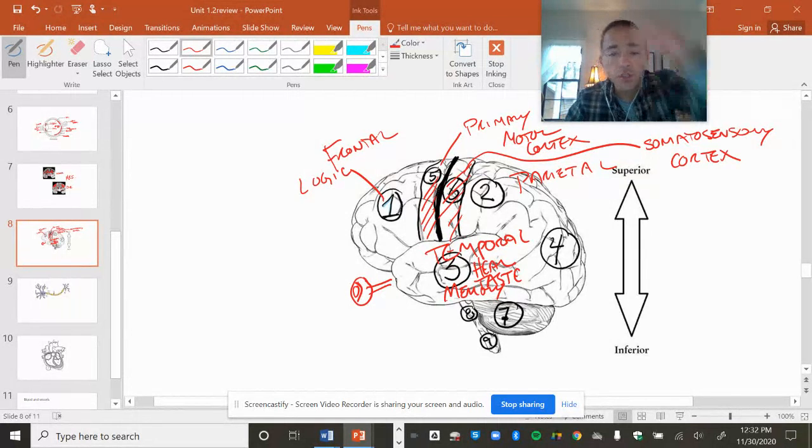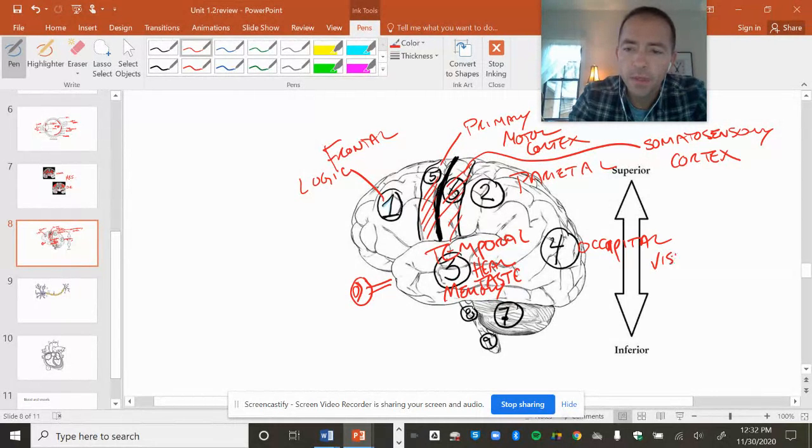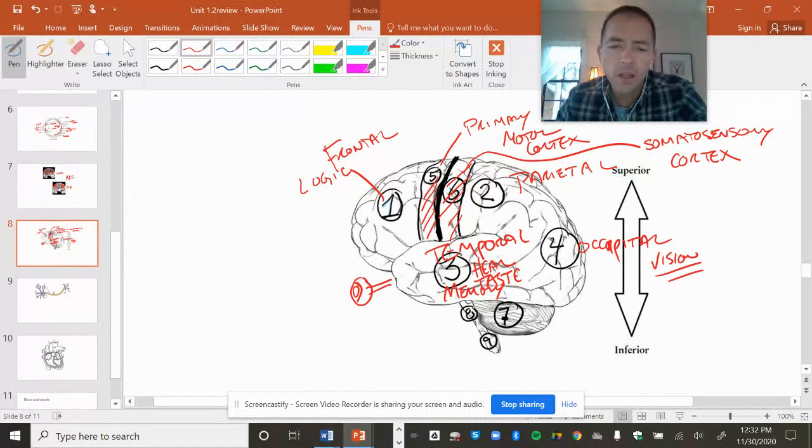Finishing out the stuff that you definitely need to know for the test about the brain is number 4, which is the occipital. And the occipital is where you're going to process vision. And all of your important vision comes into that back location. Number 7 is the cerebellum. Number 8 is the pons. Number 9 is the medulla oblongata leading into the brainstem.